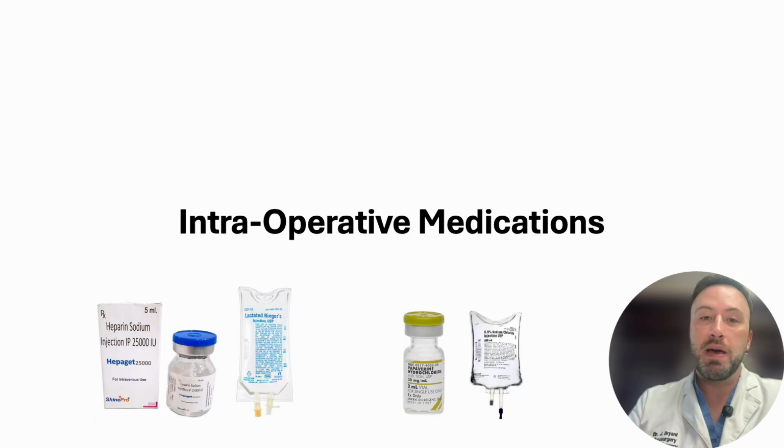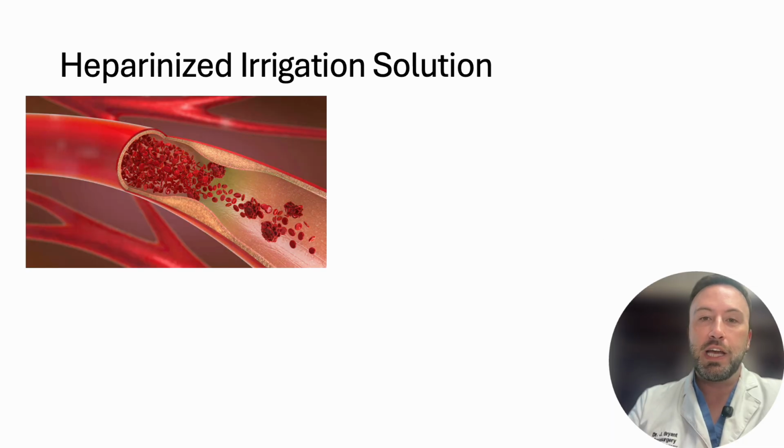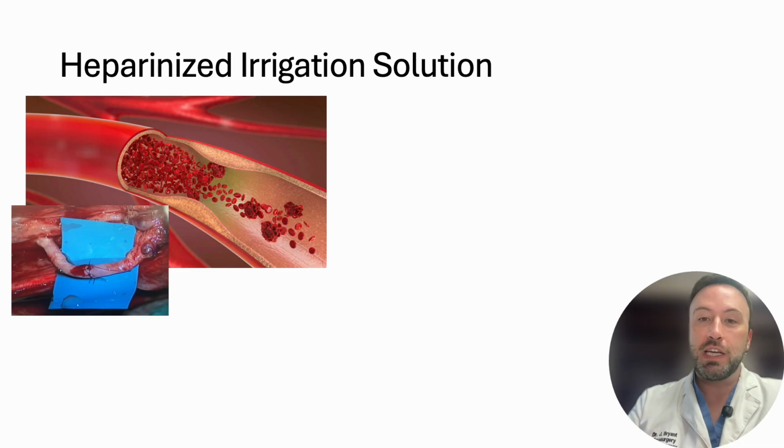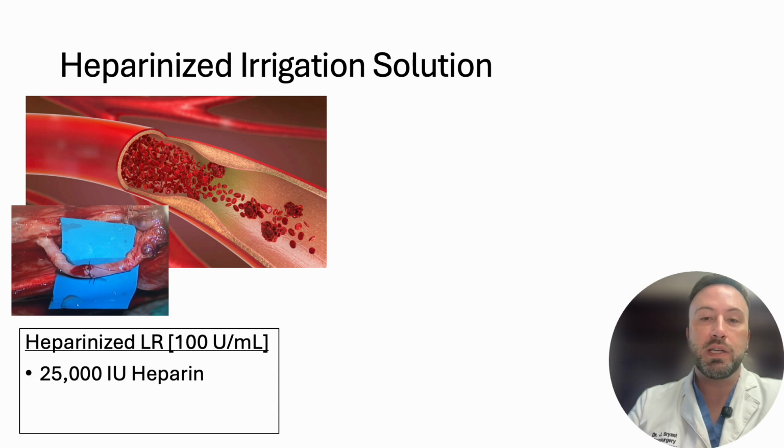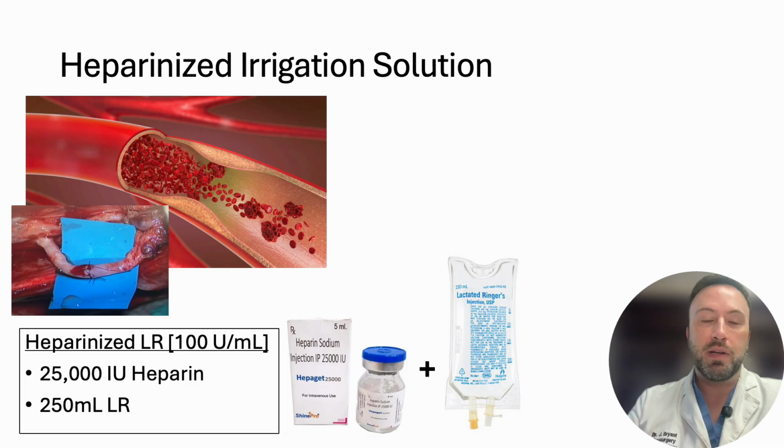Now, let's talk about some medications commonly used in free flap surgeries that are kept on the operating field. Heparin is a medication used to prevent the formation of blood clots. Heparinized irrigation solution is used to irrigate the microsurgery field and lumen of blood vessels in preparation for microvascular anastomosis. This heparinized irrigation solution can be made by diluting 25,000 units of heparin into 250 milliliters of lactated Ringer's solution to give a final concentration of 100 units per milliliter.